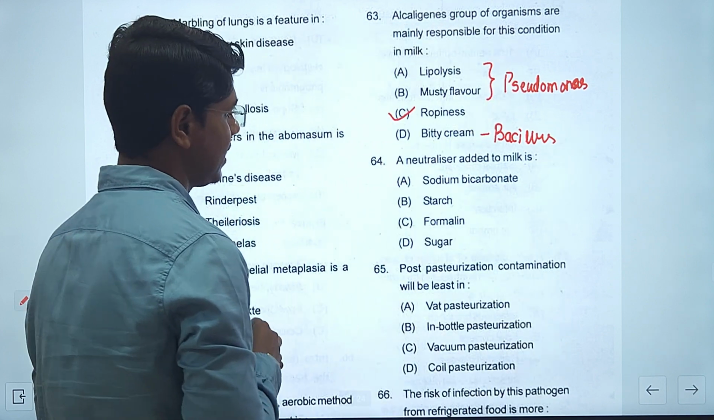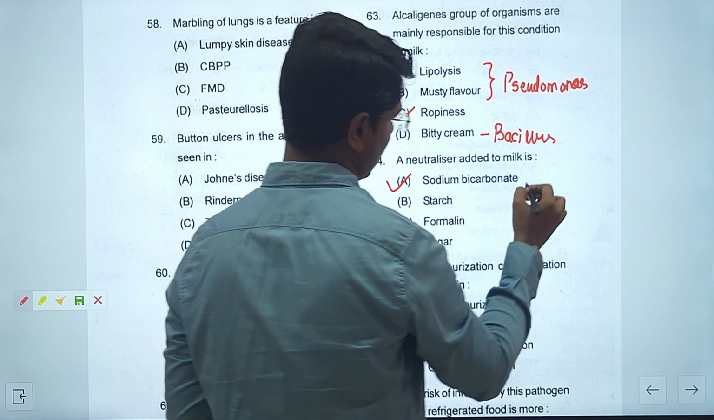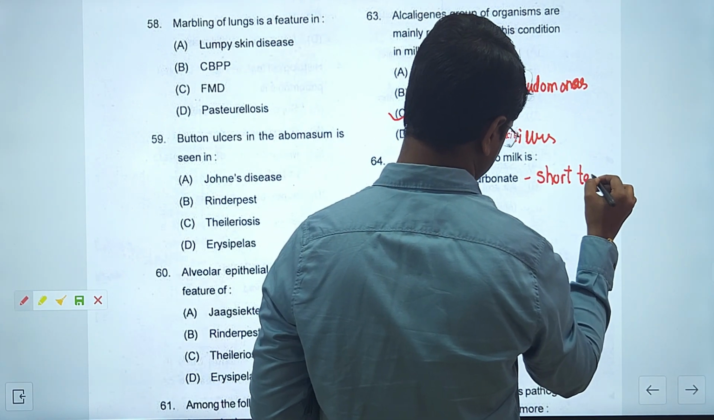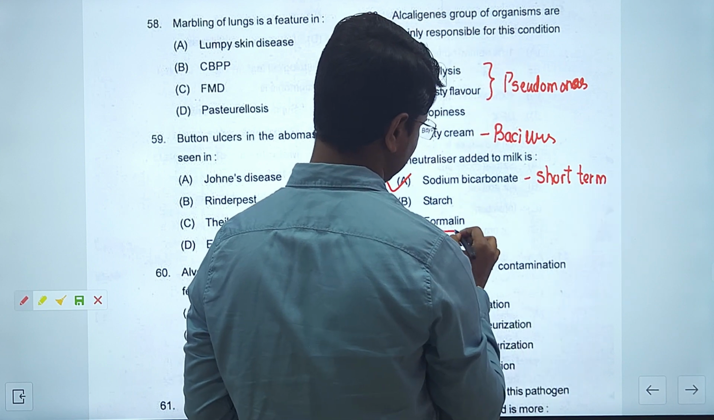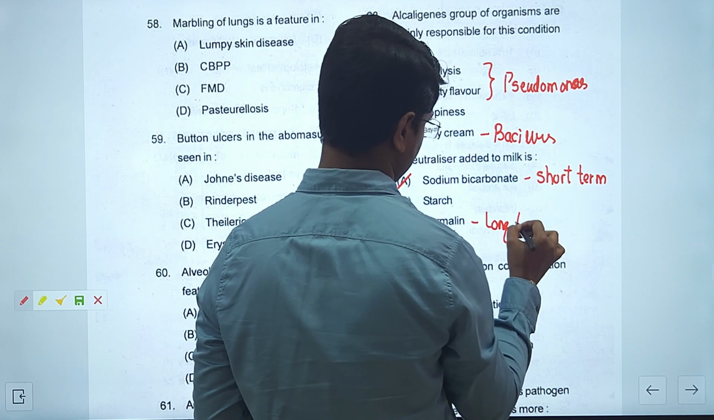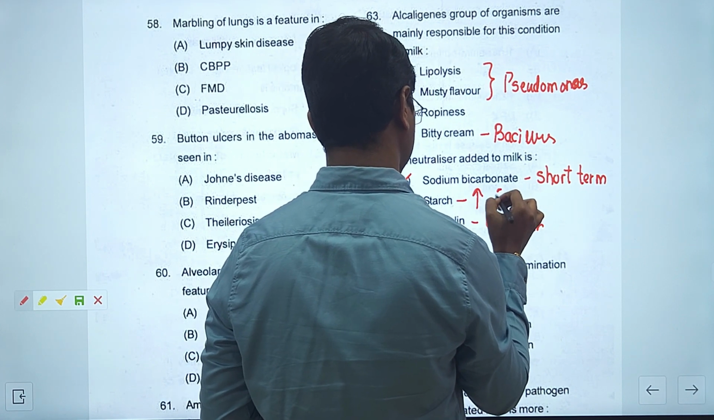A neutralizer added to milk is sodium bicarbonate. It is used for short-term storage. For long-term storage, formalin is added, which is very, very hazardous. Okay. Formalin is for long-term storage. Starch is added to increase the solid percentage.